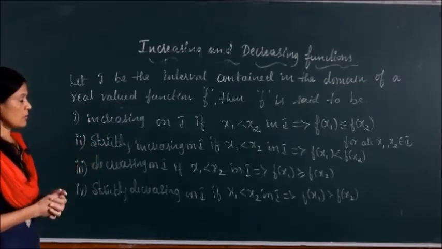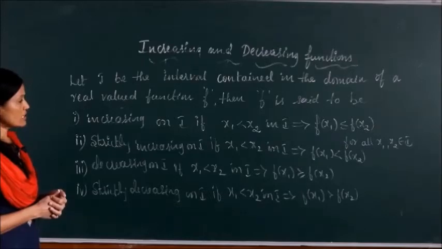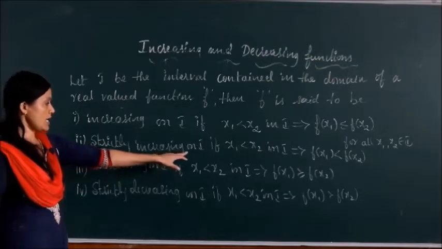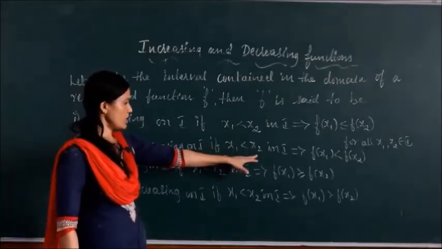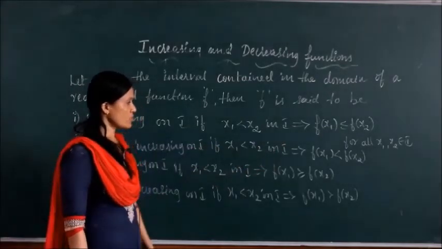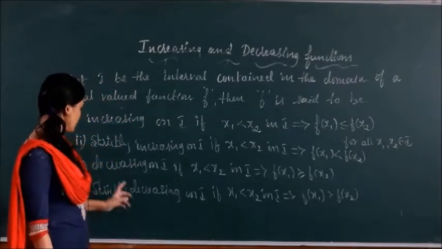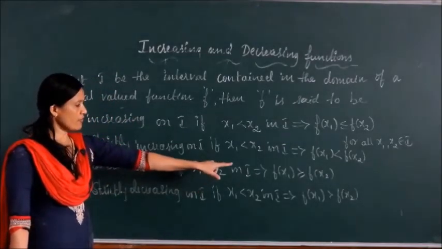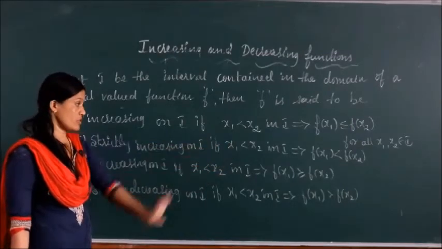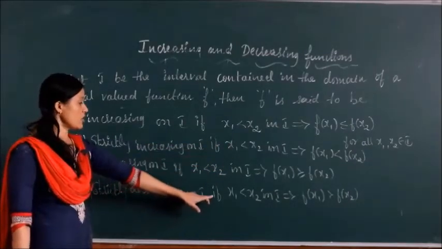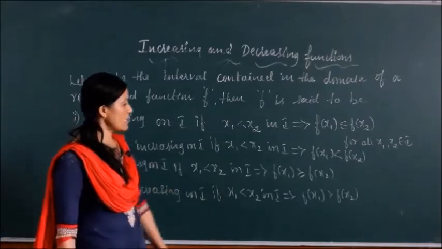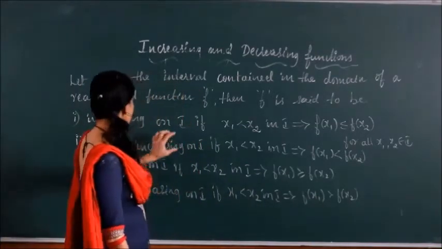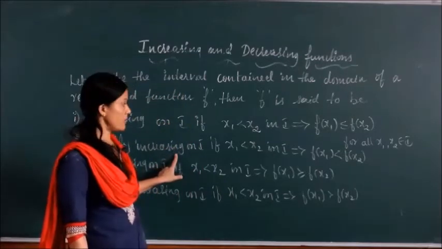I will explain it once again. For all x1, x2 belonging to I: strictly increasing on I, if x1 is less than x2 in I, that implies f of x1 is less than f of x2. Decreasing on I, if x1 is less than x2 in I, that implies f of x1 is greater than or equal to f of x2. Strictly decreasing on I, if x1 is less than x2 in I, that implies f of x1 is greater than f of x2.